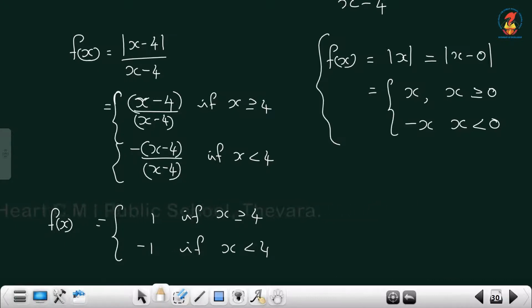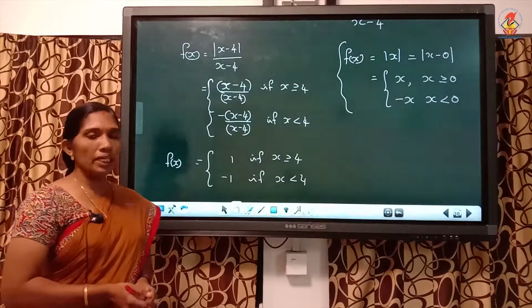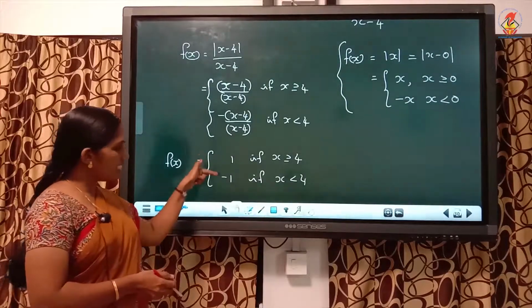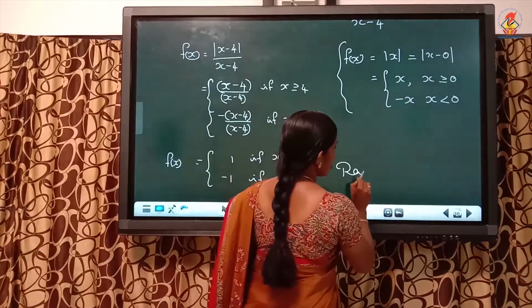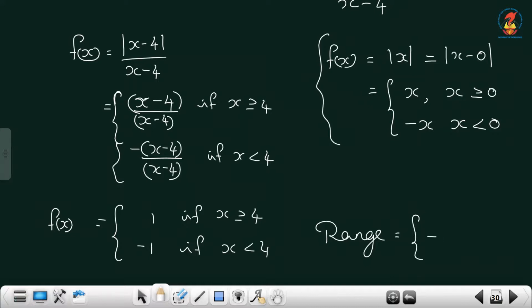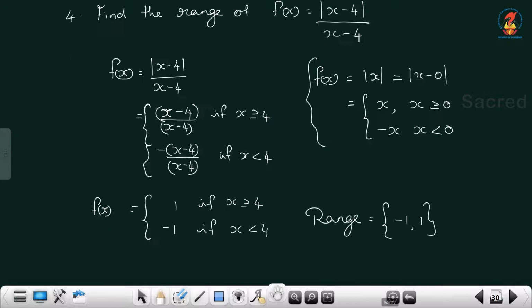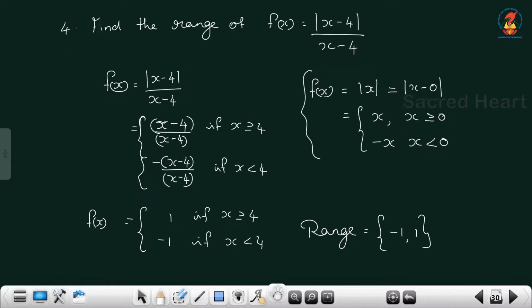X you can give 4, less than 4, greater than or equal to 4, that is domain is the set of real numbers, but range is only these two numbers. The question is, what is the range of the function? So range is equal to the set {minus 1, 1}. Understood? We have to find the range of the function.